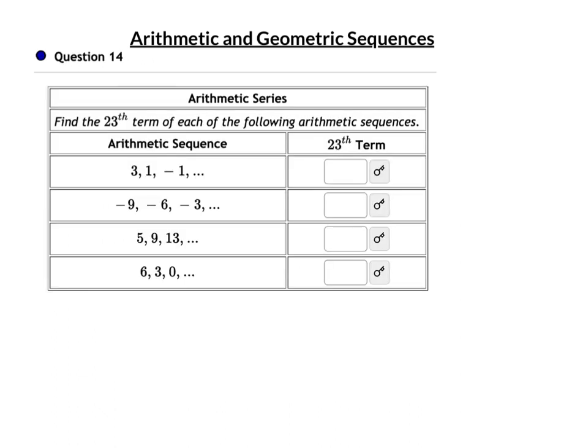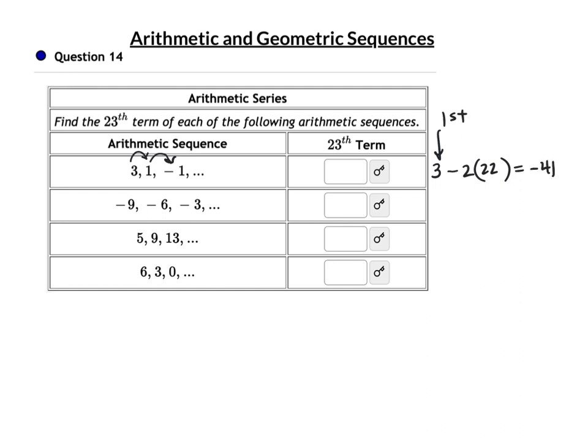Question 14. We're looking for the 23rd term in each of these lists. First thing you have to do is find the common difference. From 3 to 1, we decrease by 2. From 1 to negative 1, we decrease by 2. This sequence starts at 3. Every time you move one spot, you take away 2. Because we're starting at the first term, we only have to take away 2 22 times to get to the 23rd term. That ends up being negative 41.